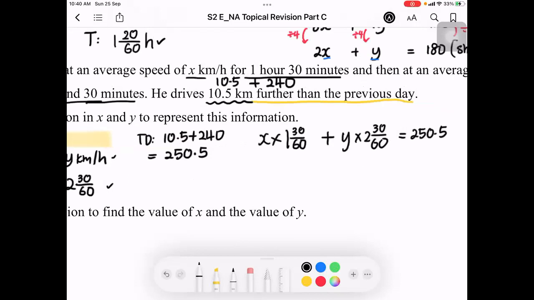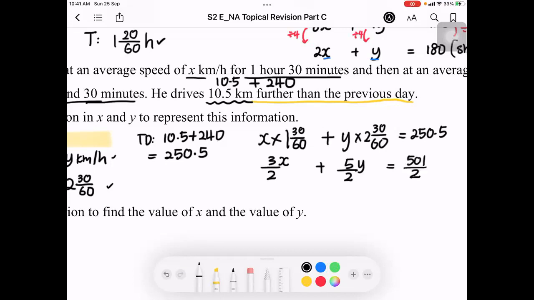Then the next thing we need to do, change this to an improper fraction. Shift, make sure the three square boxes appear. 1 hour 30 minutes, I get 3 over 2 x. X I should not put in the middle, I should put it at the top. Plus the next one, 2 hours 30 minutes times y, gives me 5 over 2 with a y. This one has a decimal place. What is 250.5 as a fraction? Oh, this one is 501 over 2.